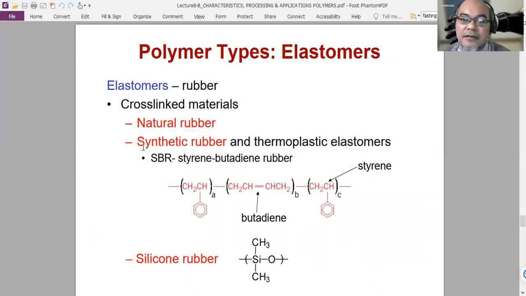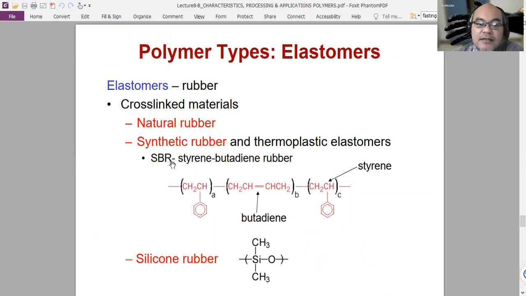So we have mentioned the characteristics and properties of elastomers, which can deform or extend many times of its initial length. One of the examples is rubber. An example of the rubber has cross-linking in its structure. Examples are natural rubber as well as synthetic rubber.